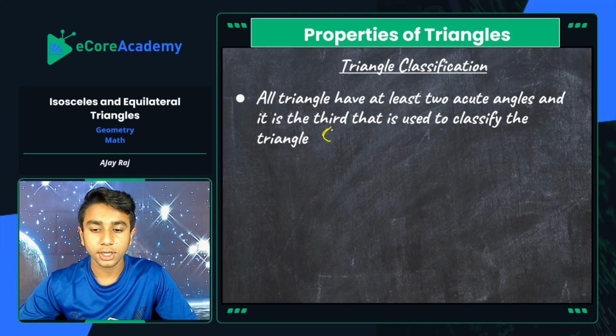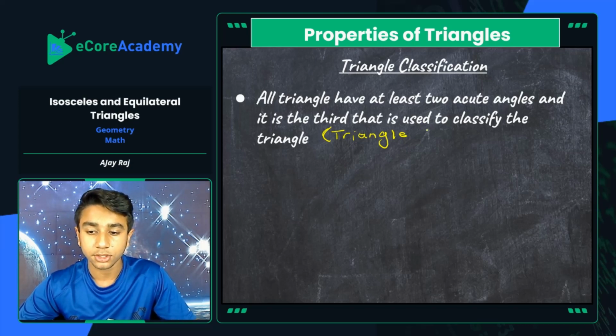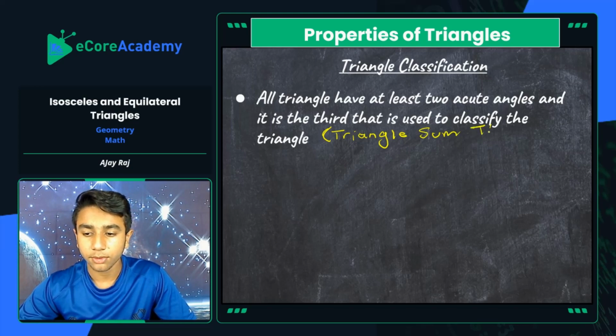So you're originally given two acute angles, and then if you're given either an obtuse angle, a right angle, or another acute angle, that third angle will give the classification of the triangle, whether it's an acute, right, or obtuse triangle itself. So that's the triangle sum theorem. And of course, all three angles have to add up to 180 degrees. So that's underneath the triangle sum theorem.